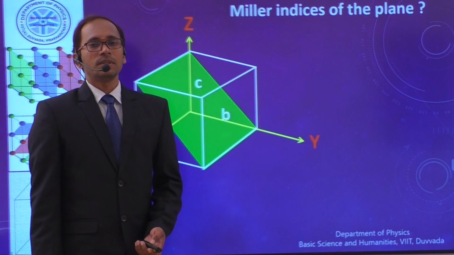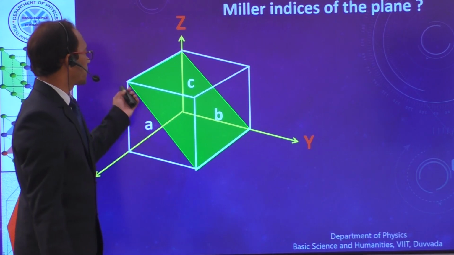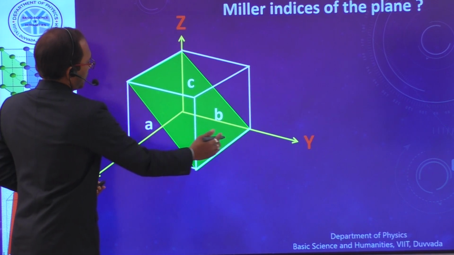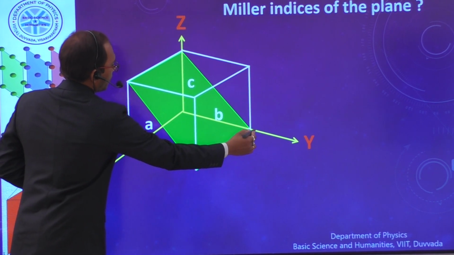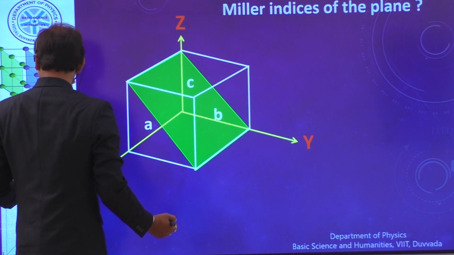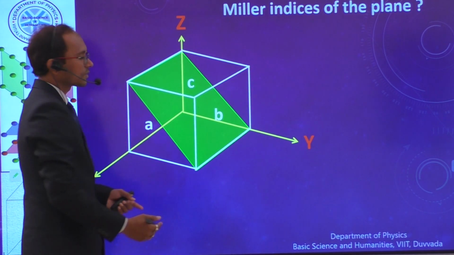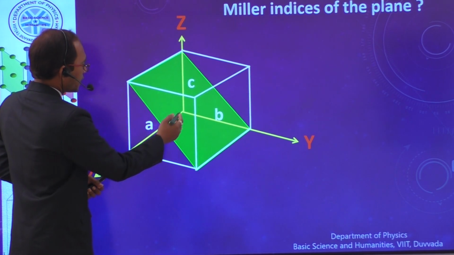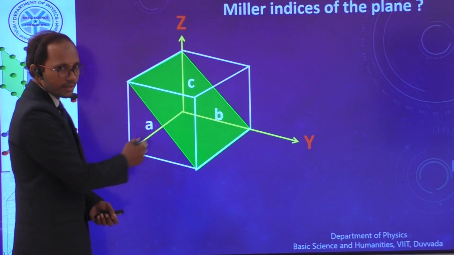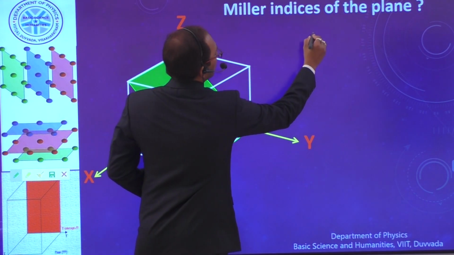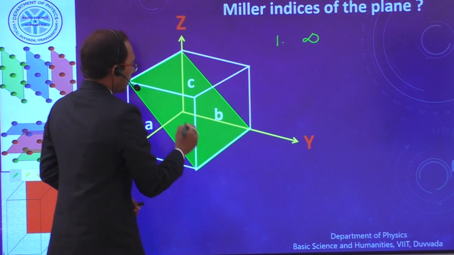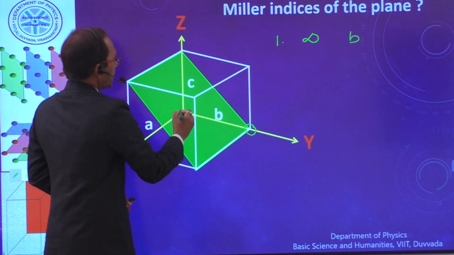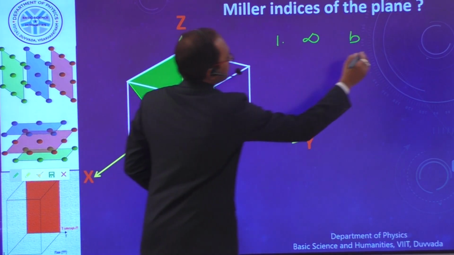Okay, next example. This also we can write directly. It is touching on y-axis. Now in this, you can see directly you can write it is parallel to x-axis. It is parallel to x-axis means the intercept is infinity. Again it is touching on y-axis, that means intercept is b. Again it is touching on z-axis, intercept is c.